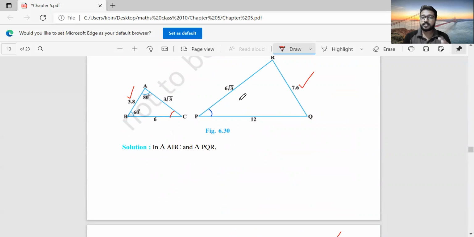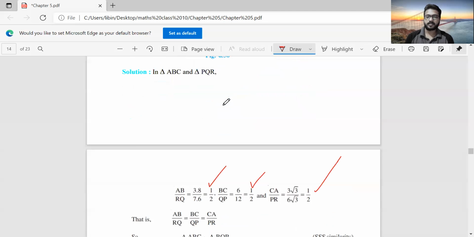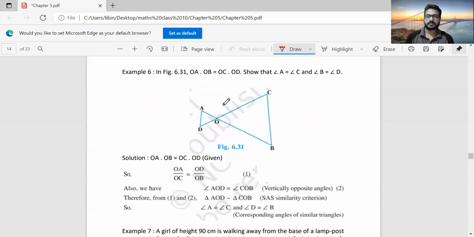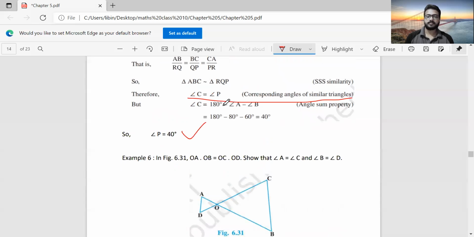But the question is, you should be able to recognize how we can prove that these two triangles, not any two triangles, are similar. Which criterion should I use? That you should think. It can be achieved by doing many examples. Okay, so let us see example 6.